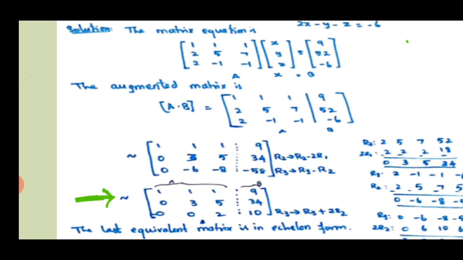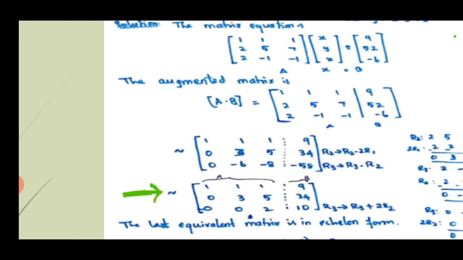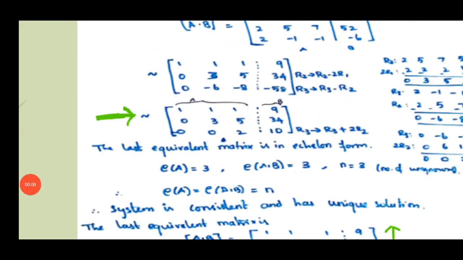And now step 3 is we have to bring the echelon form. While making the echelon form, we will make the second row first place 0, and the third row first place and second place 0. For that I am taking the transformation R2 implies R2 minus 2R1. The R2 entries are 2, 5, 7, 52, and 2R1 is 2, 2, 2, 18. While subtracting we get 0, 3, 5 and 34, and that is to be filled in the second row now.